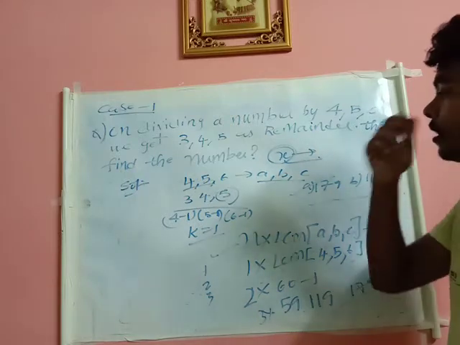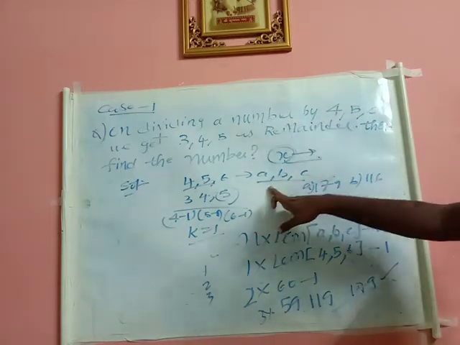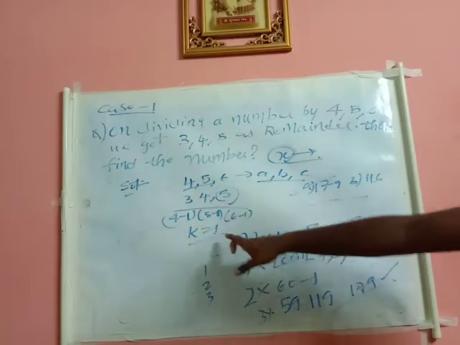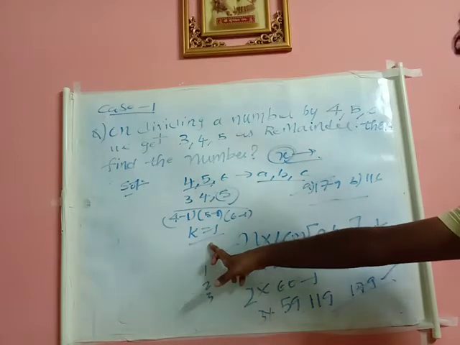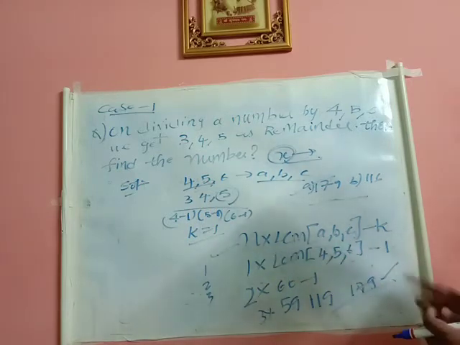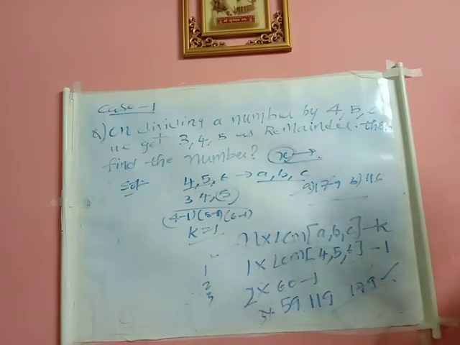So what is case 1? If they have given A, B, C some numbers, and they have given the remainders, you should take the common subtractor as k. So the answer for this is n into LCM of A, B, C minus k. Right? So this is case 1. You just pause the video and write this.